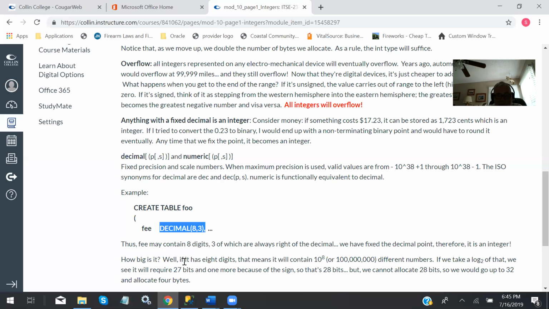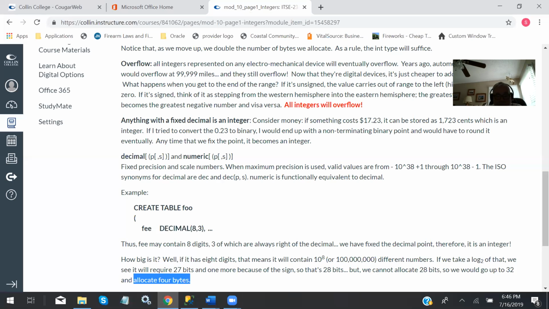Okay, and then here I say, how big is it? Well, it has 8 digits. That means it will contain up to 100,000,000 different numbers. And then I talk about taking a log base 2. I see that it will require 27 bits. We cannot allocate 28 bits, so we would go up to 32 bits. And to this number, we would allocate 4 bytes.